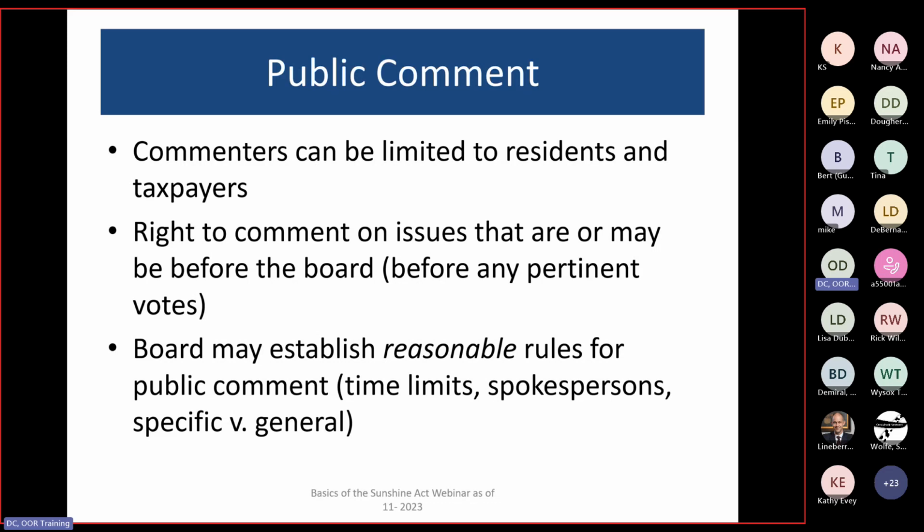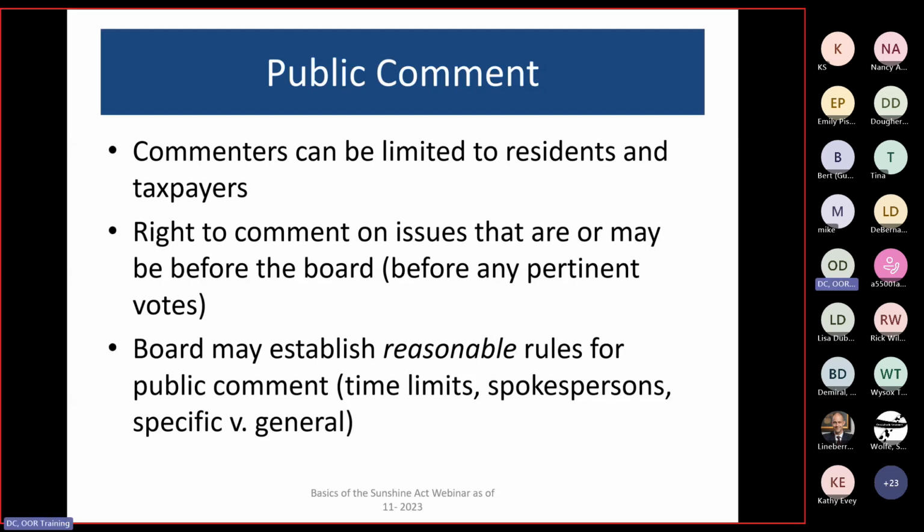And then at the end of the night, you have a general comment period where the guy who wants to complain about potholes, that's his chance to stand up. And at the end of the night, he can rant about the fact that there's too many potholes on his street.